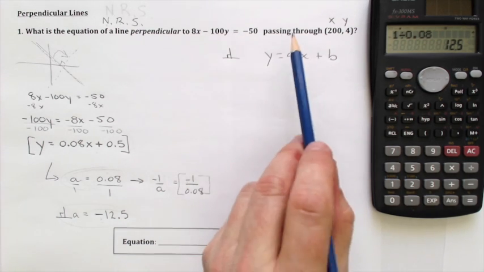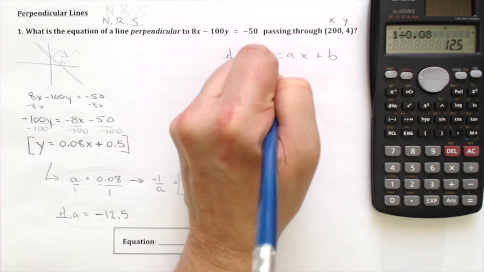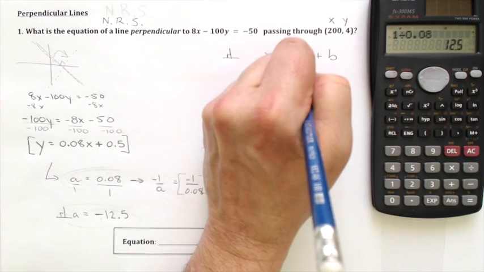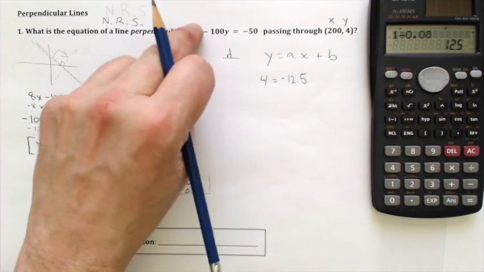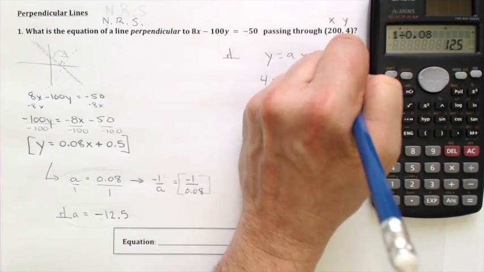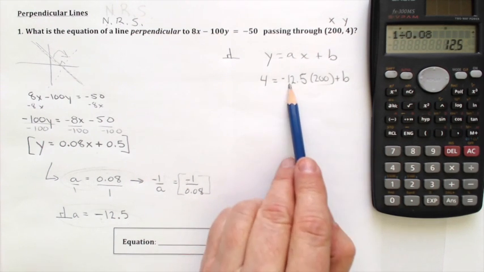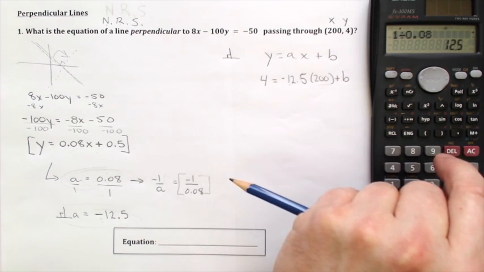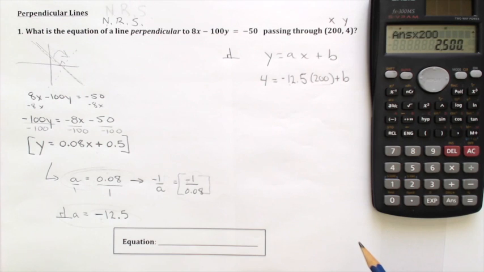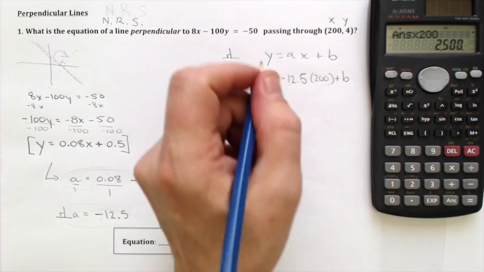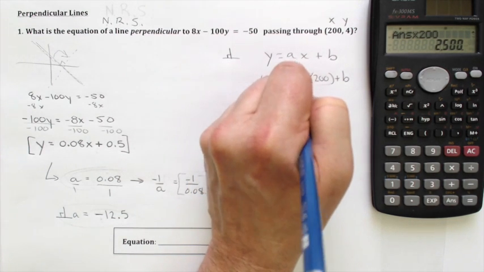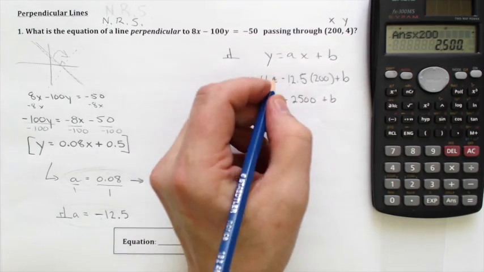So y, which is 4, is equal to a, which we now know is negative 12.5. That is the negative reciprocal of the 0.08 for the line that we knew, times x, which is 200, plus b. So I'm going to simplify this part right here. Negative 12.5 times 200 is equal to negative 2,500, which I'm going to have to subtract from b. So it's going to be 4 is equal to negative 2,500 plus b.